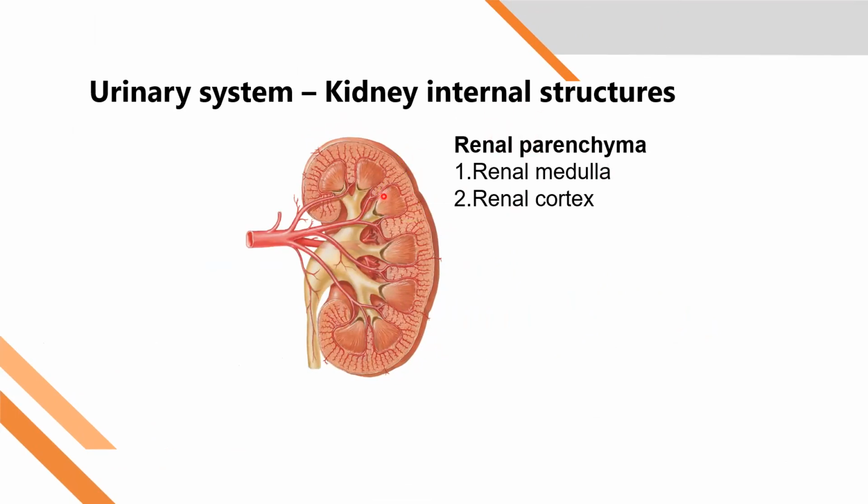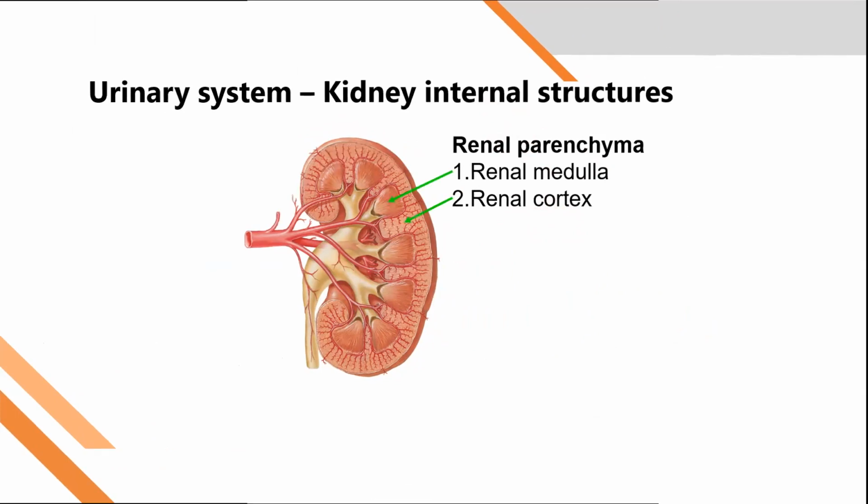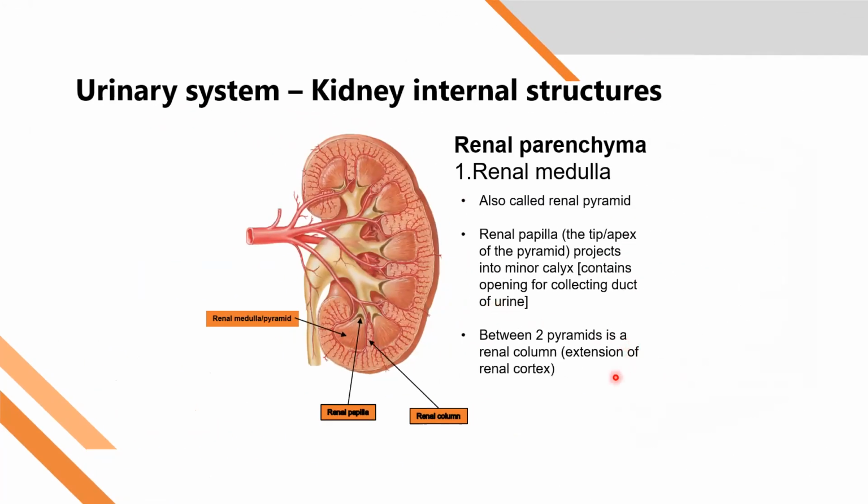Okay, the renal parenchyma means the tissue of the kidney. It can be divided into renal medulla and renal cortex. Renal medulla, this one, and renal cortex, this one. Renal parenchyma, the renal medulla first. Okay, renal medulla is also known as renal pyramid.